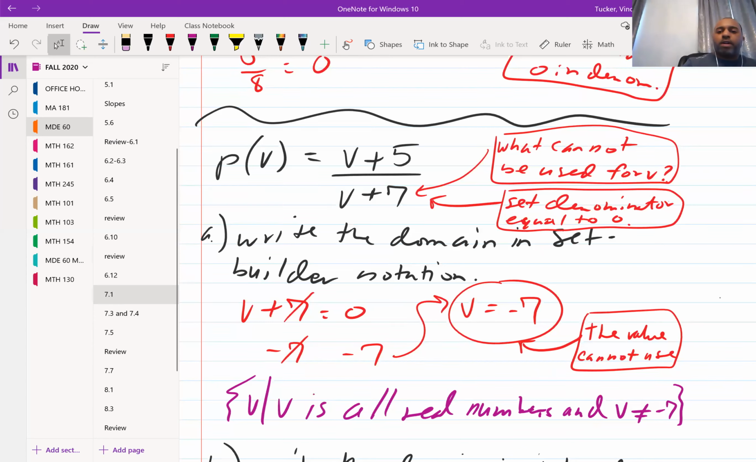So it says write it in set builder notation. They mentioned it in here, so we'll just keep rolling with it. Notice how you started off with set builder notation. The variable that we're using is v. So I have v, this long line, and then I describe what my solution is. It's all real numbers, and v is not equal to negative 7. Remember, we got that from right here. So that's how you would write the domain in set builder notation. V is all real numbers, and v is not equal to negative 7.